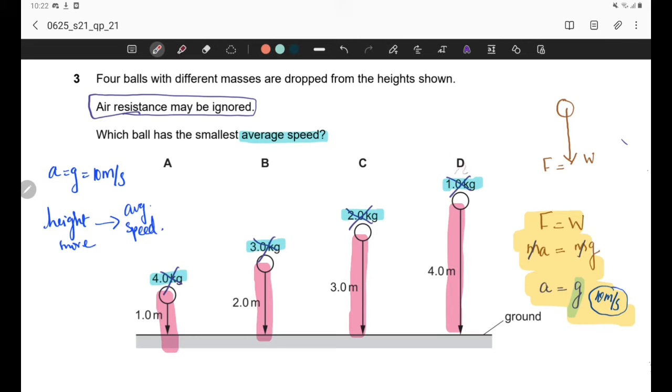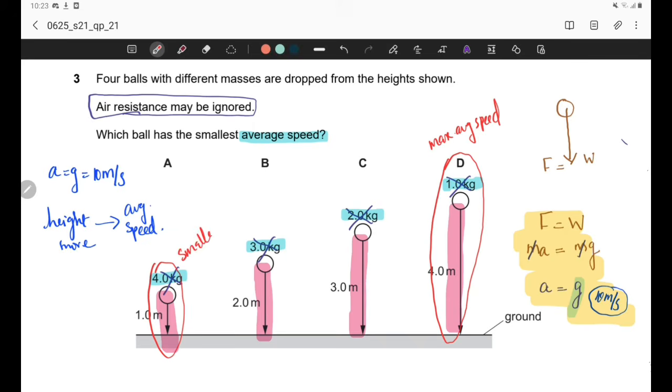Therefore, we can conclude that the ball in option D is traveling a maximum distance, so it will have a maximum average speed. Likewise, the first ball is traveling the least distance, so it will have the least or the smallest average speed.